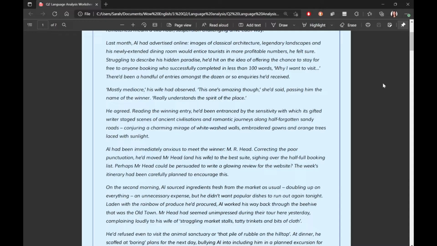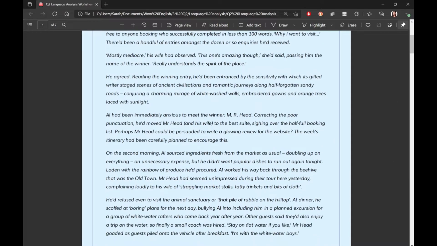So have a think now. How is Al feeling? What does he want from the competition winner? What's your impression of both the hotel and Al so far?